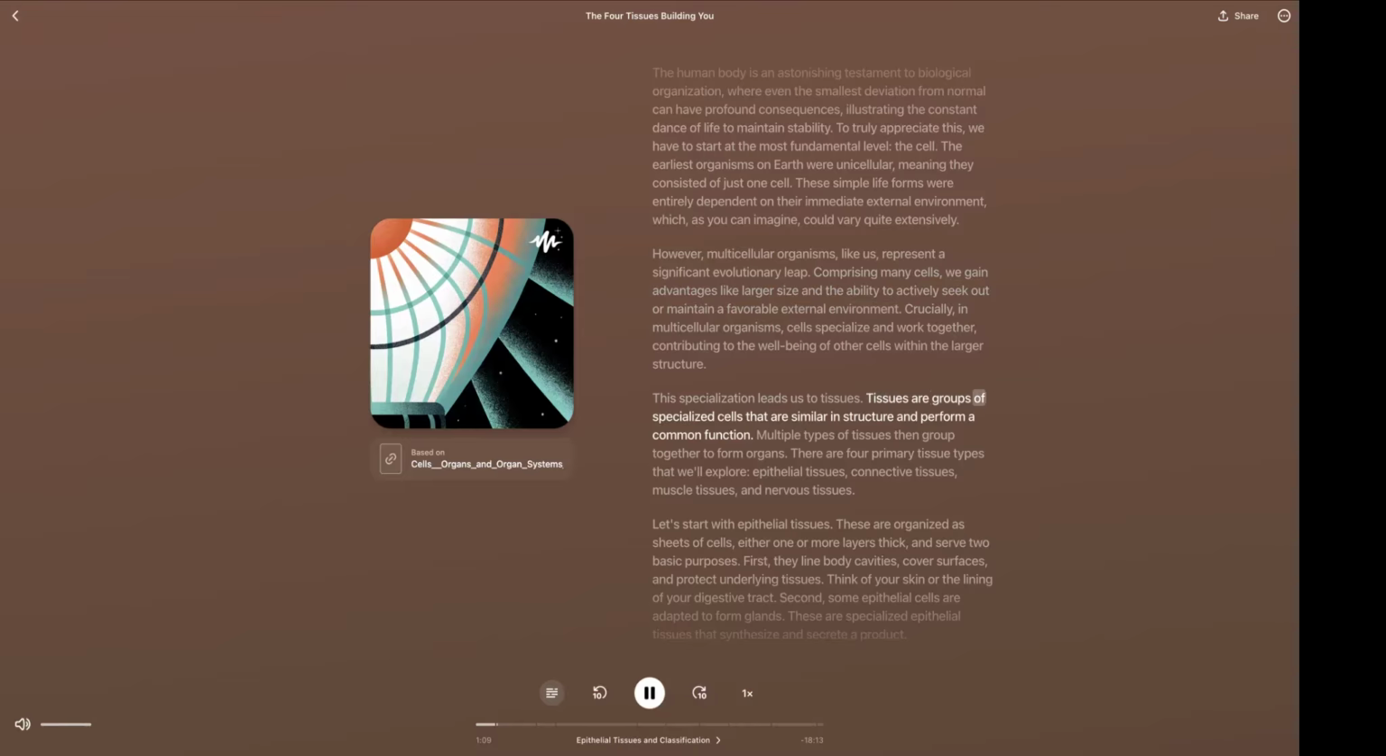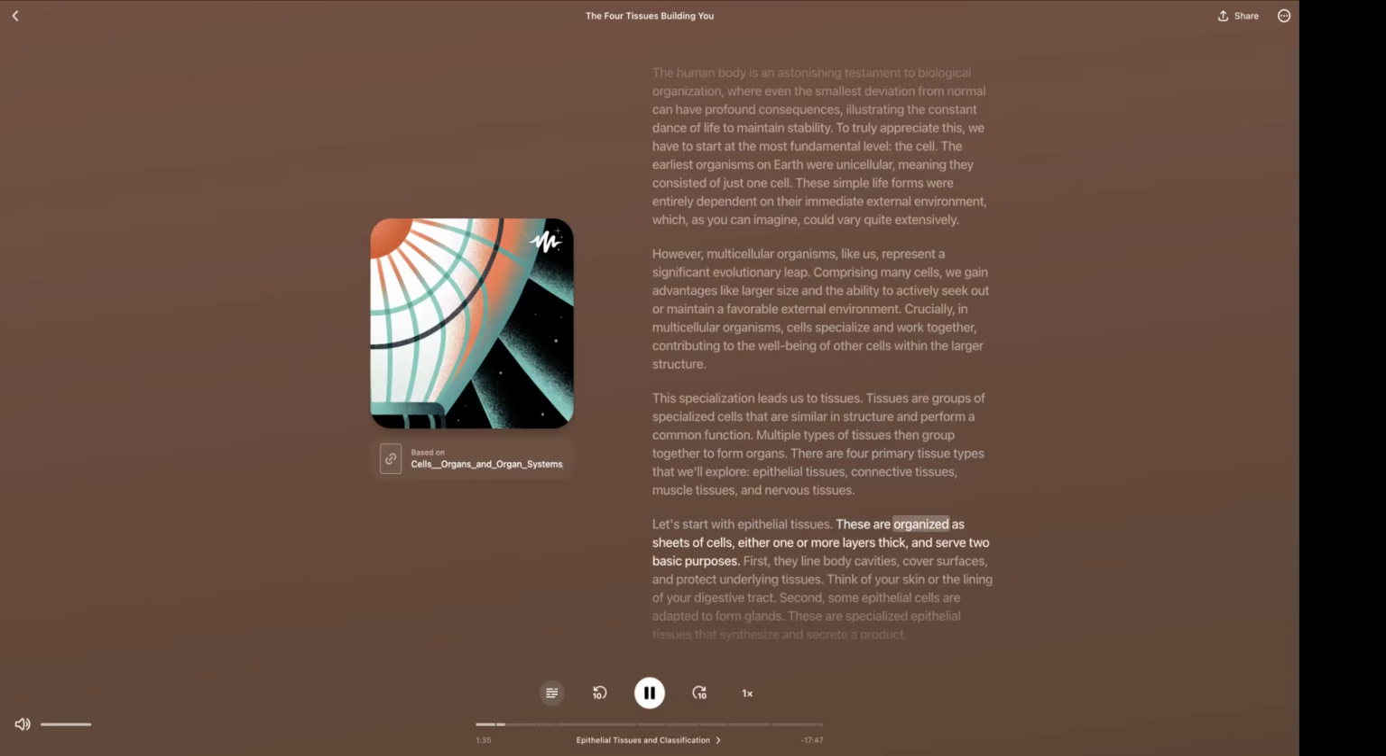Tissues are groups of specialized cells that are similar in structure and perform a common function. Multiple types of tissues then group together to form organs. There are 4 primary tissue types that we'll explore: epithelial tissues, connective tissues, muscle tissues, and nervous tissues. Let's start with epithelial tissues.